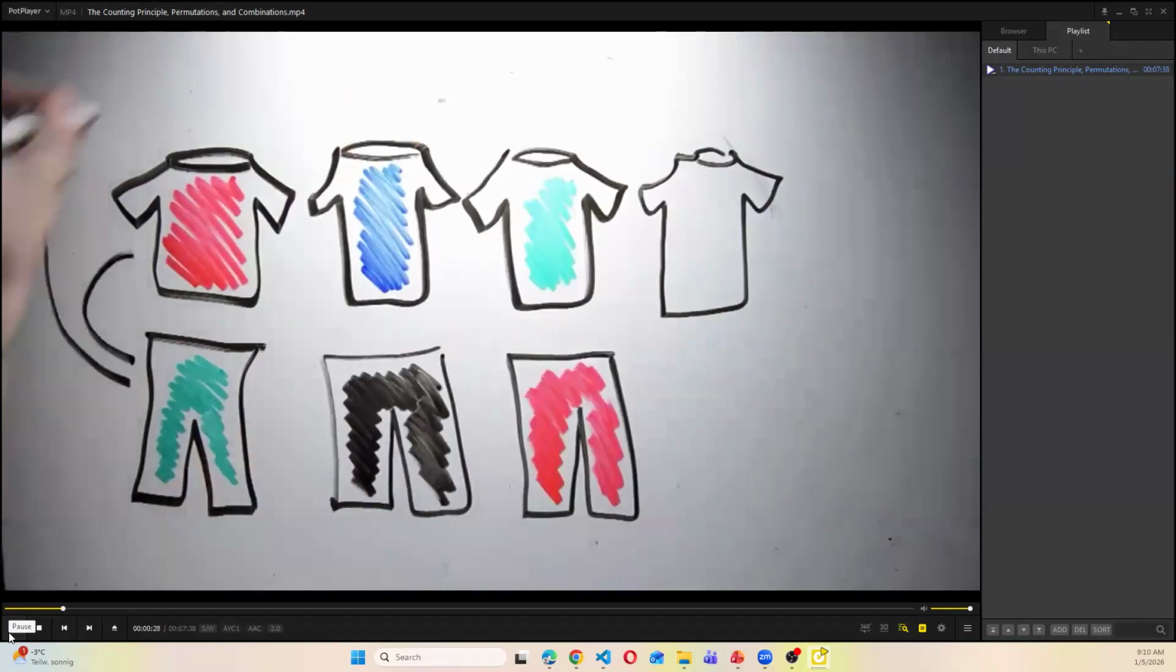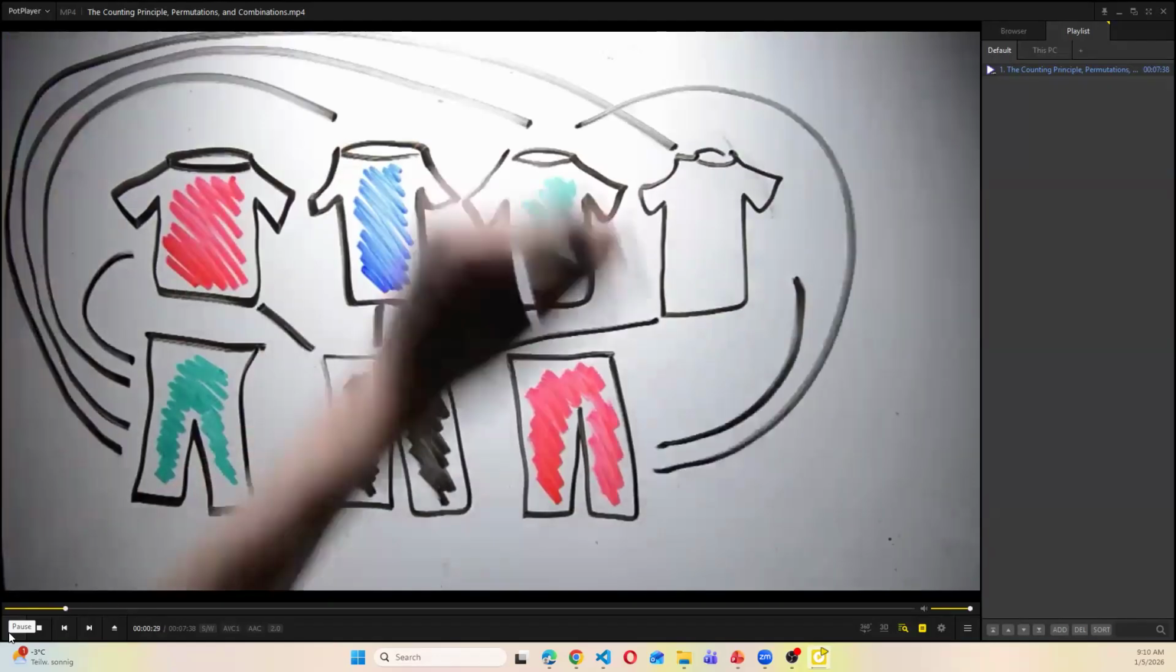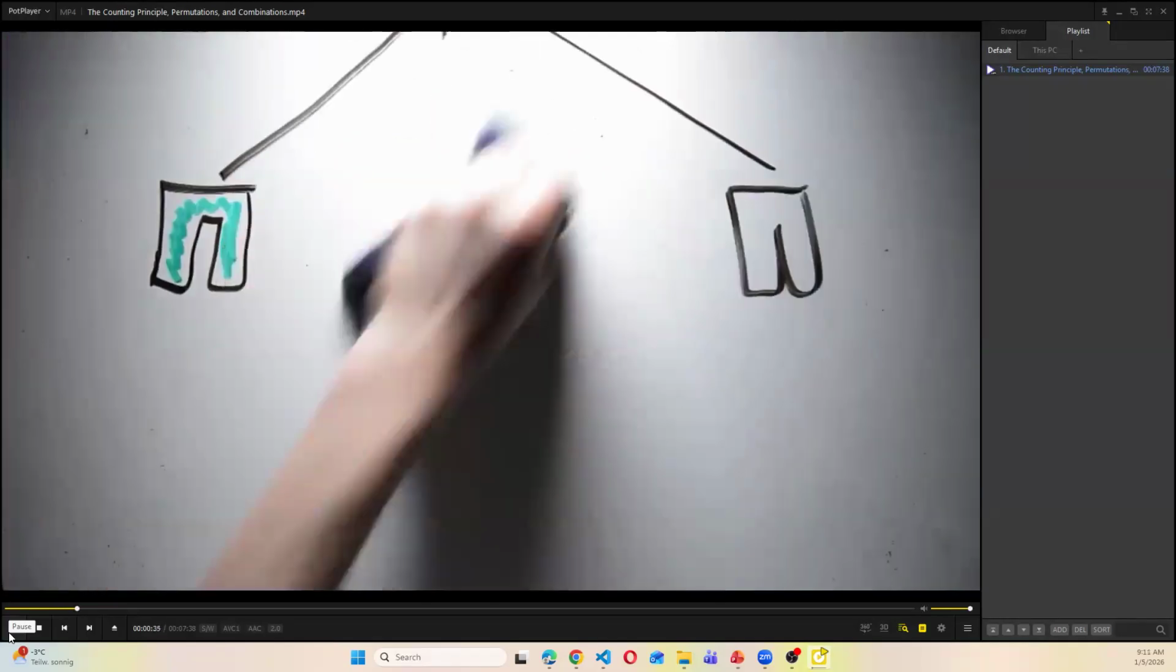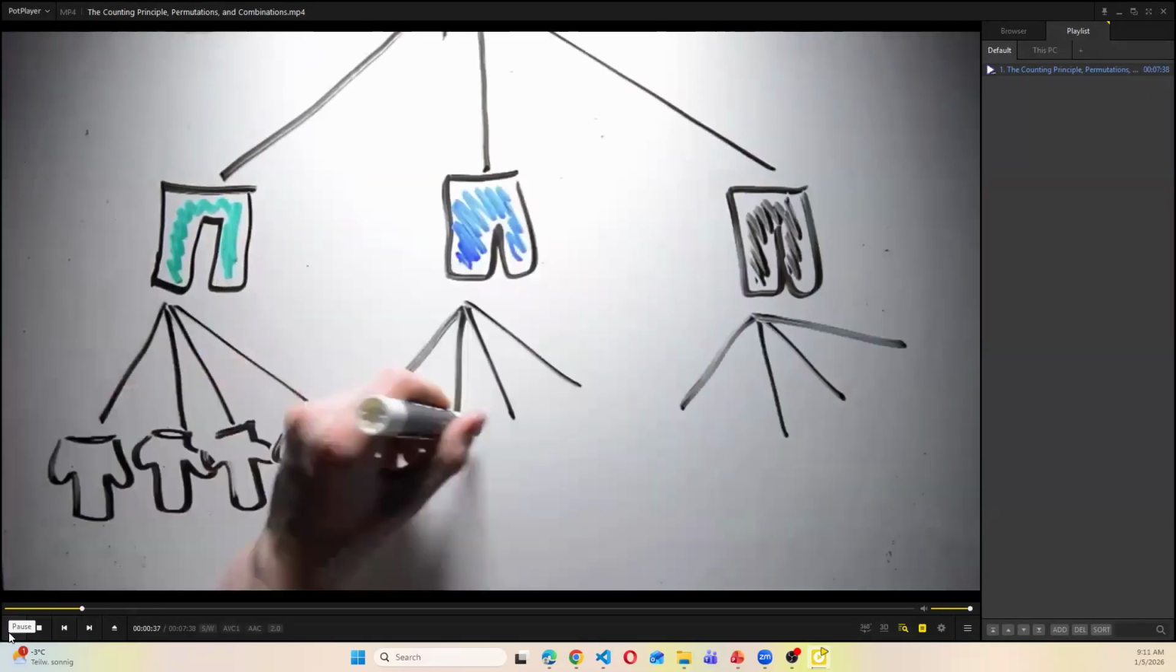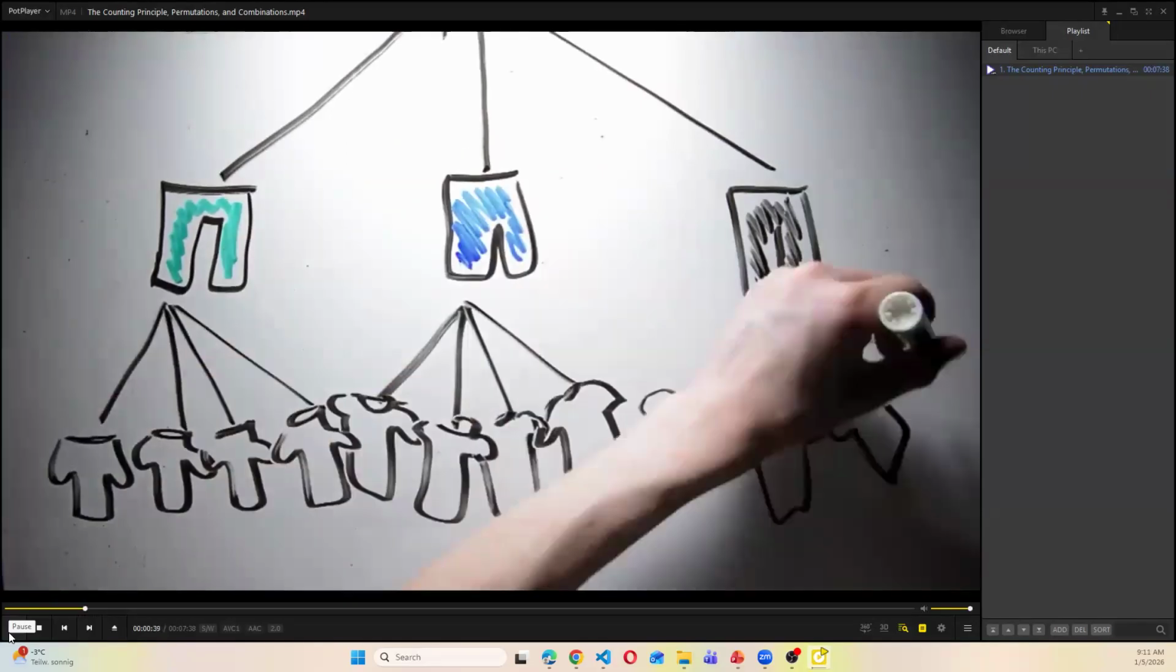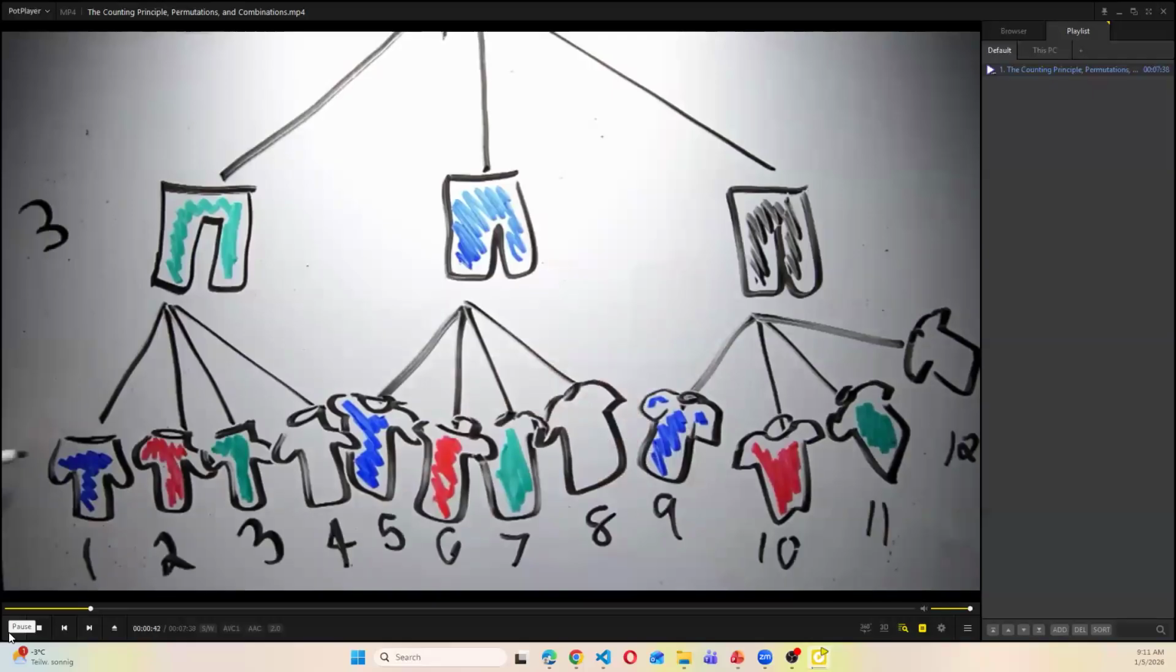Okay, so if I put on a pair of pants, it means that for every different shirt I wear, I have a different outfit. And every time I change my pants, I can wear each shirt again as a new outfit. Using math notation, we can describe this as 3 times 4, which is 12.